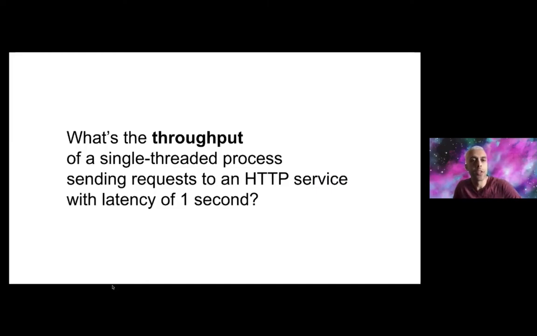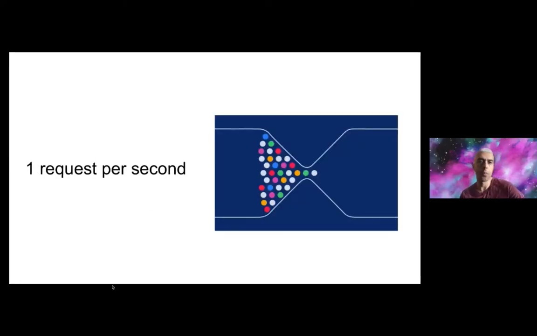To think this through, what's the throughput of a single threaded process which sends requests to an HTTP service with a latency of 1 second? My understanding is it's 1 request per second. You send your first request, it takes 1 second to come back. You can't send the second request until the first one comes back. So you basically send 1 request per second.